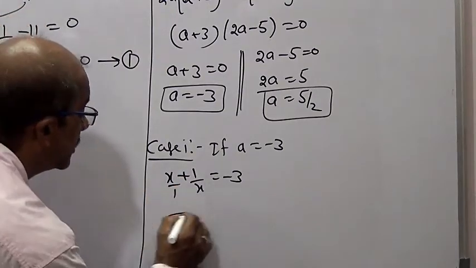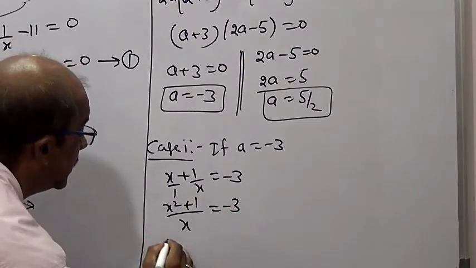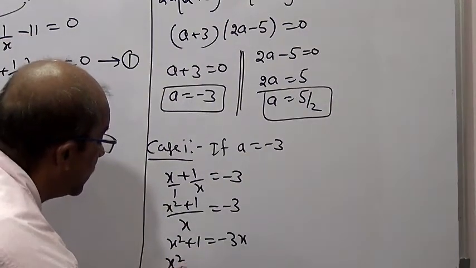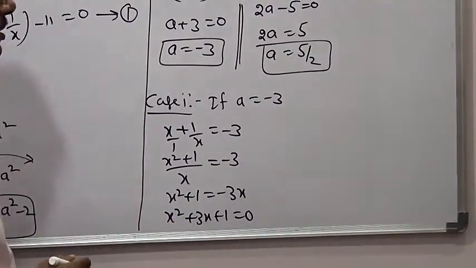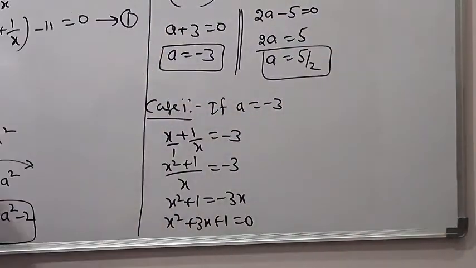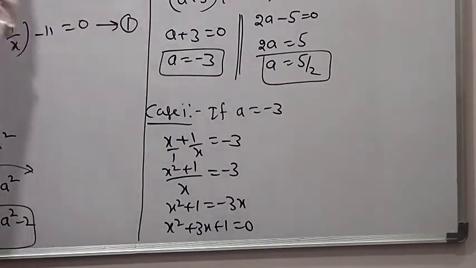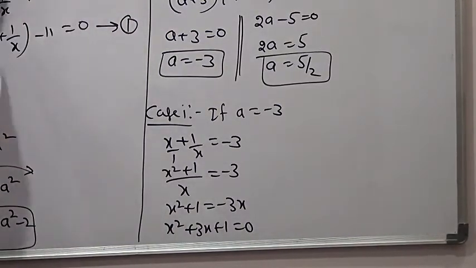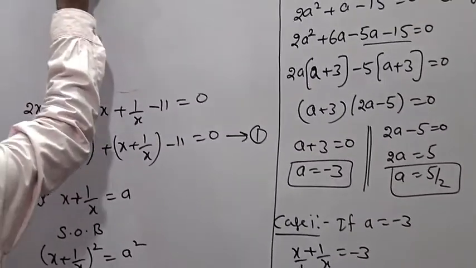Now simplify it. LCM is x square plus 1 equal to minus 3, so x square plus 1 equal to minus 3x. To transpose it, x square plus 3x plus 1 equal to 0. So this is a quadratic equation. Now to solve x square plus 3x plus 1 equal to 0.